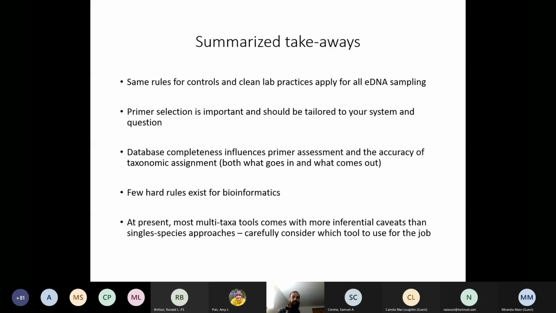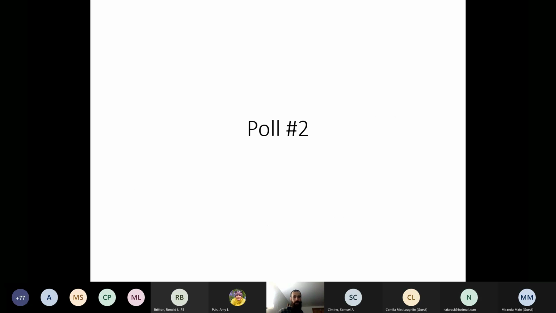I didn't emphasize this at the beginning, but the same rules for controls and clean laboratory practices that David and Matt and Carl talked about in the previous webinars are just as applicable in a multi-taxa system, maybe even more so. Primer selection is critically important and something that you should tailor to your system and your questions. Your database completeness is also really important. This feeds back to influence the effectiveness of your primer selection process and also critically impacts the accuracy of your taxonomic assignment. There are a few rules that exist for bioinformatics, and there are some important inferential caveats that come with multi-taxa approaches, and so it's worth looking at multiple different pipelines and assessing consistency across them.